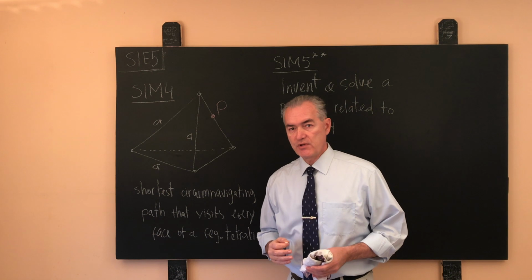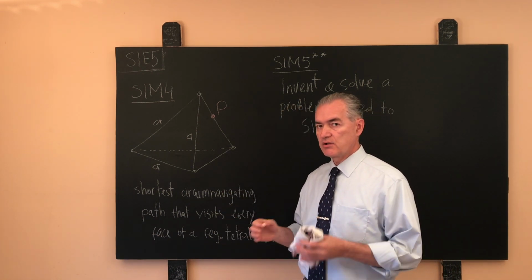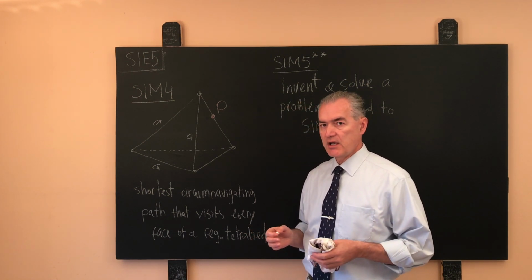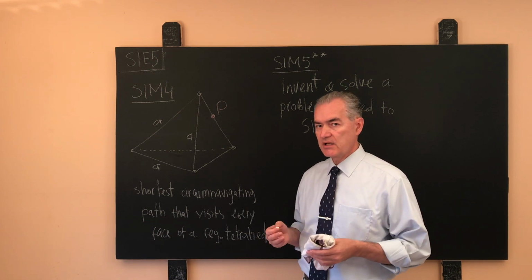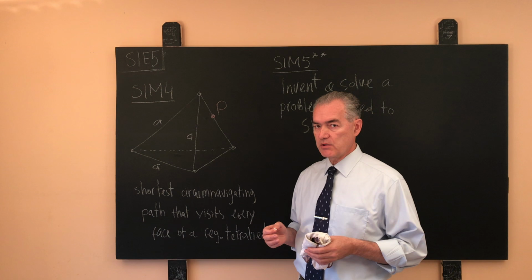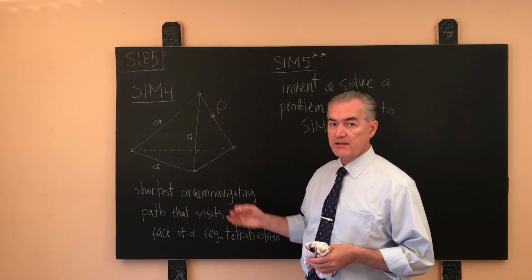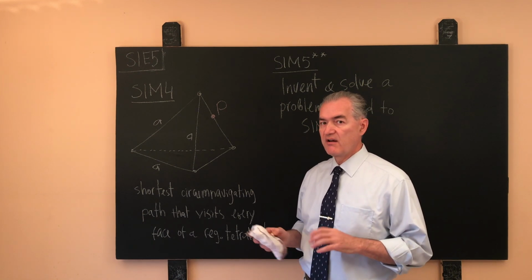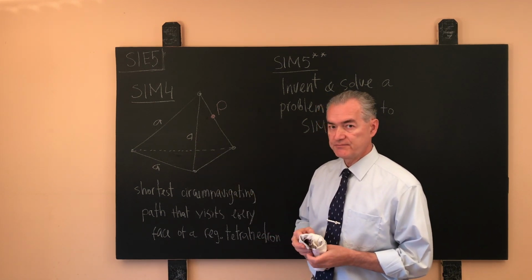The objective of the problem S1M5 was to inhale all the solutions of the problems that we solved so far, S1M2, 3, 4, and invent and solve a problem that relates to the problem S1M4 and, as a hint, has something to do with the volume of the parent regular tetrahedron.